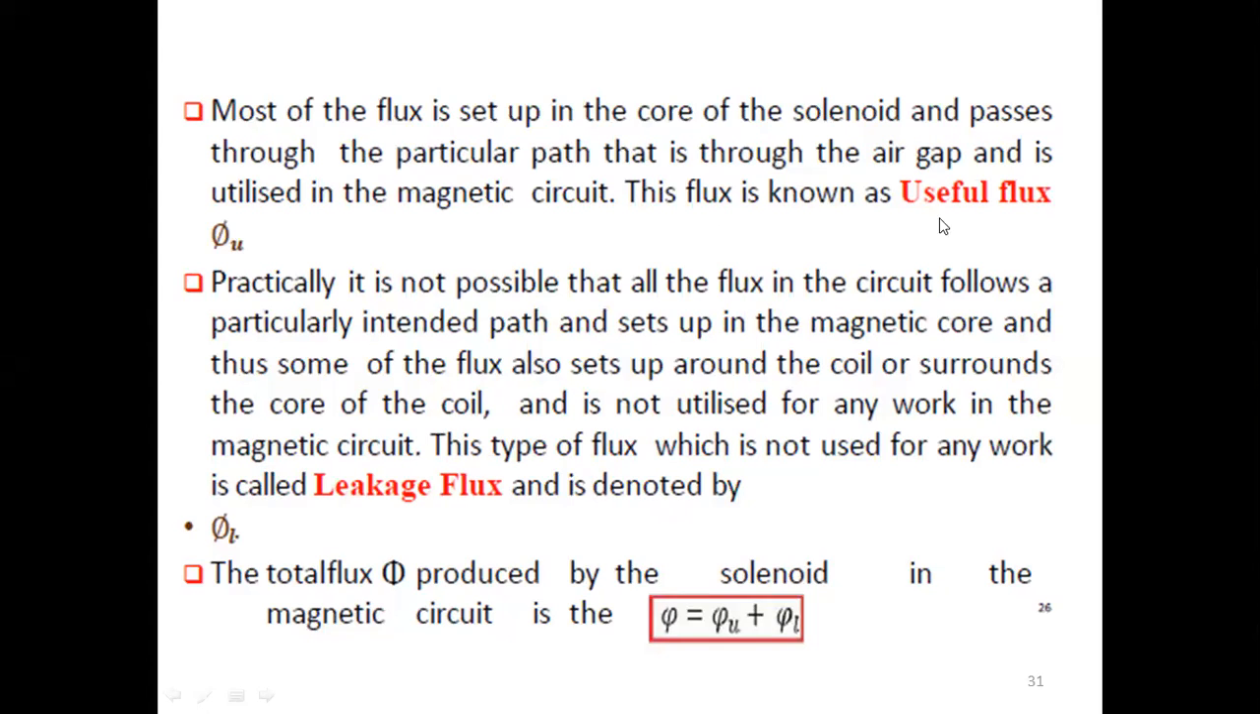Now take the heading of useful flux. Take the useful flux heading and this first paragraph, the first line, complete. Take the heading of useful flux, in bracket phi u, and underline it.